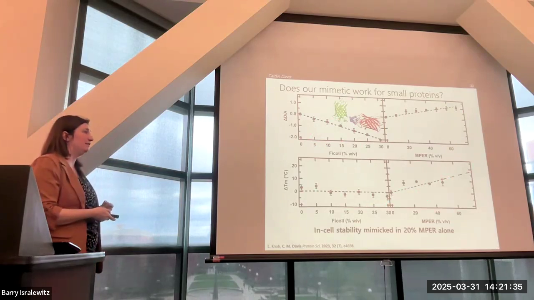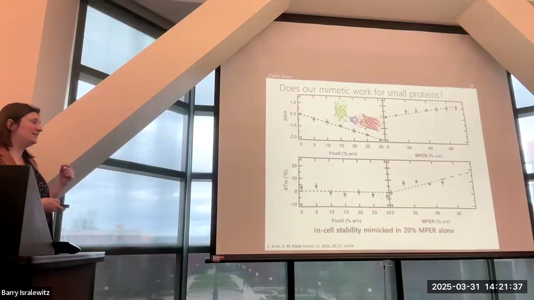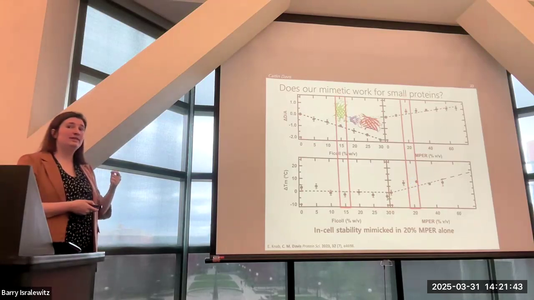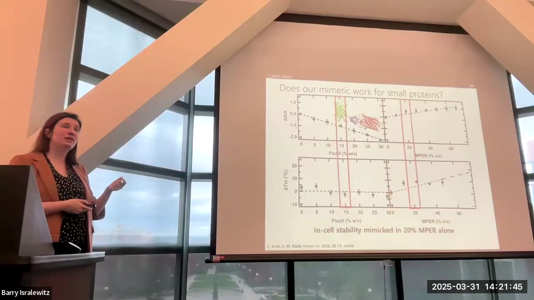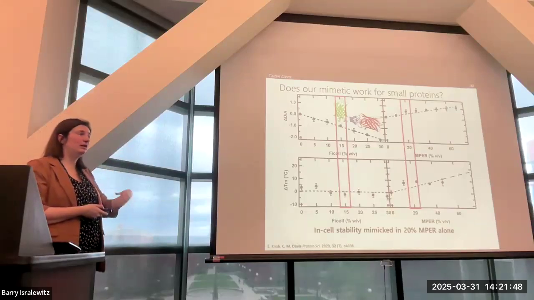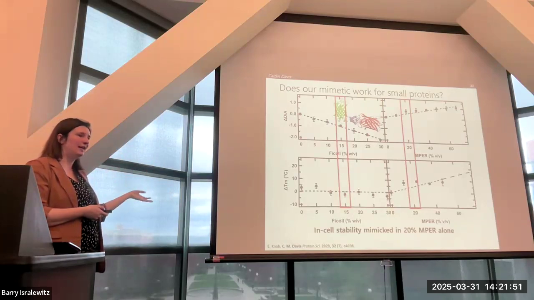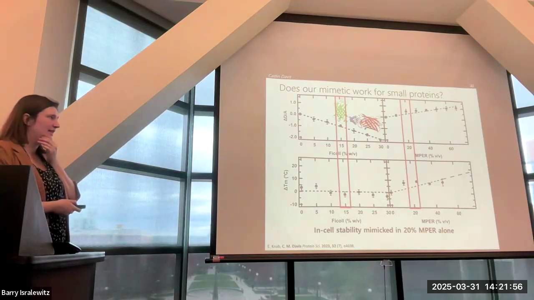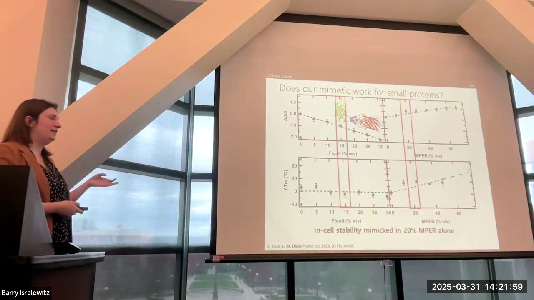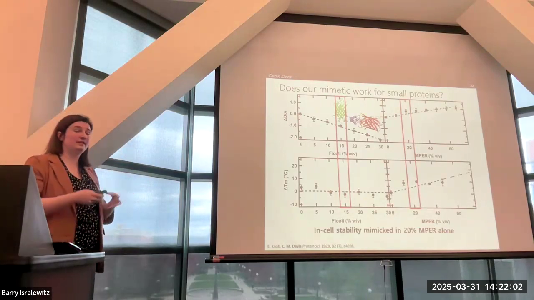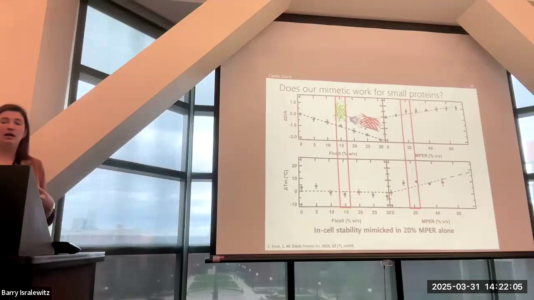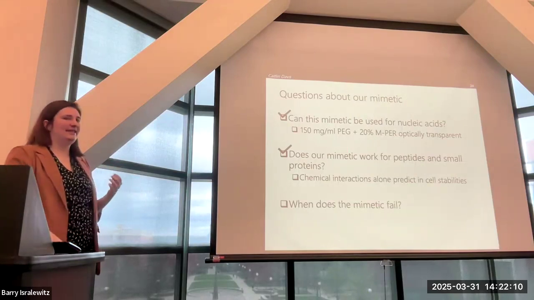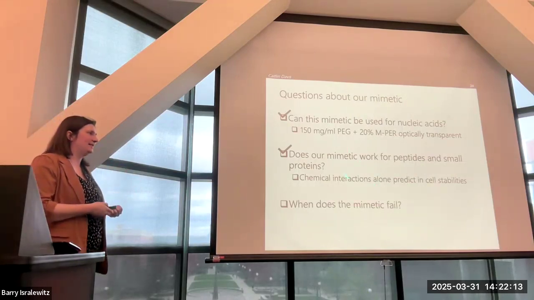So we're getting this kind of a trend. And that same in-cell stability can be mimicked by 20% PEG alone. So the same percentage of PEG that we were using to replicate our in-cell RNA experiment was able to replicate what we see in cells for lambda repressor as well, with the additional piece that you can use PEG alone for the small protein. So the Ficoll is not doing much to the stability. So this tells us that chemical interactions alone can predict the in-cell stabilities for our peptides and small molecules.